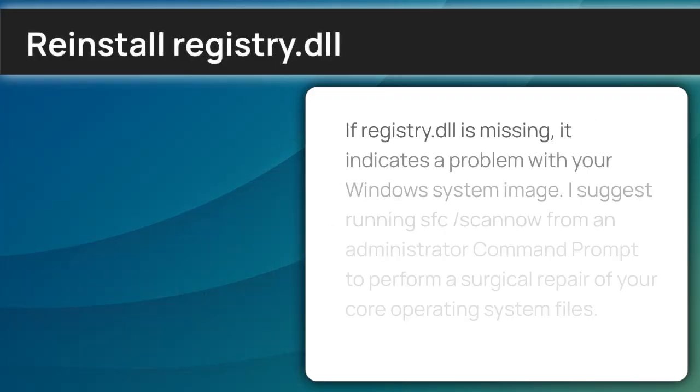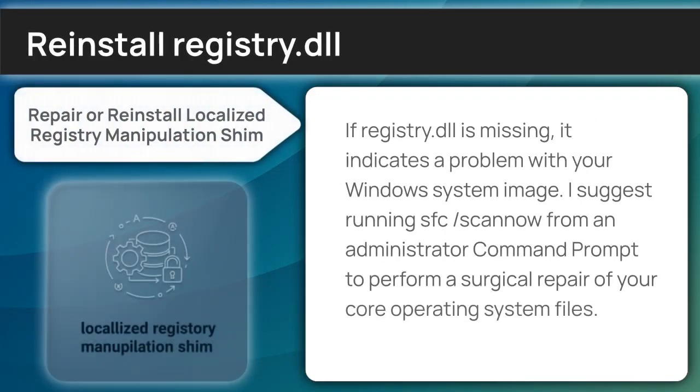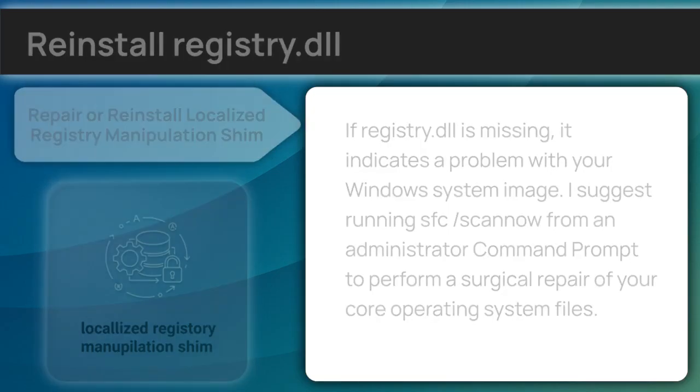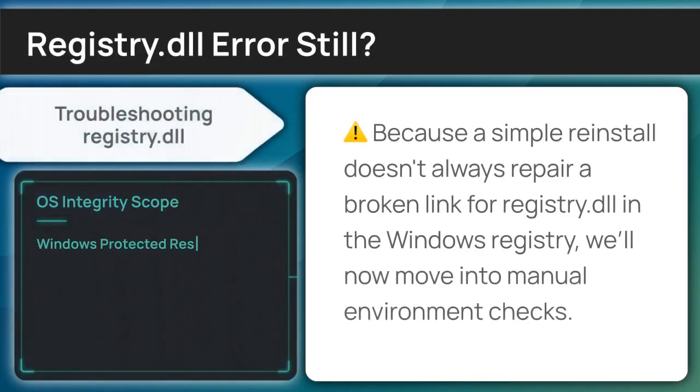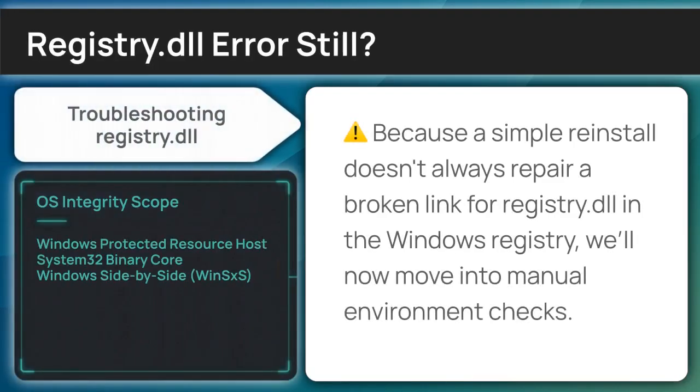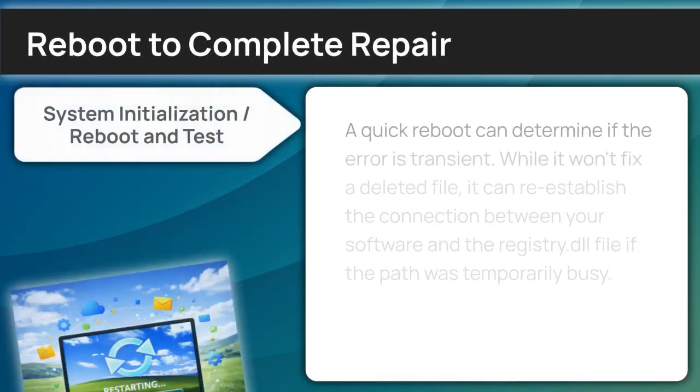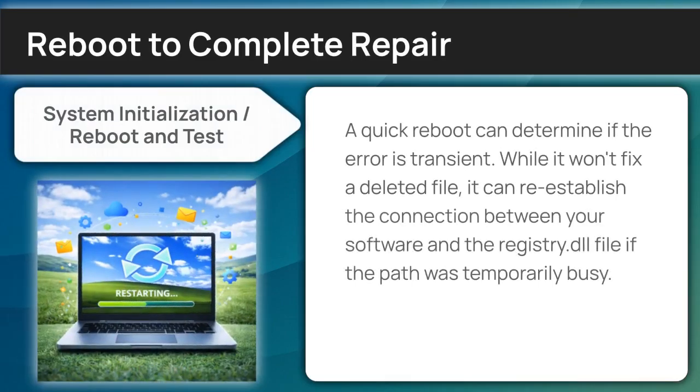If registry module DLL is missing, it indicates a problem with your Windows system image. I suggest running sfc /scannow now from an administrator command prompt to perform a surgical repair of your core operating system files. In the event the error remains visible, it indicates we need to verify the environment's ability to register new shared resources. A full system restart clears the temporary memory cache and allows Windows to attempt a fresh initialization of all required libraries, including registry module.